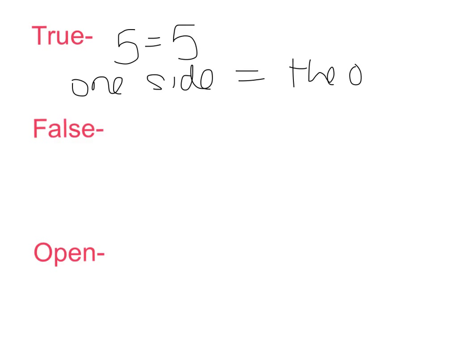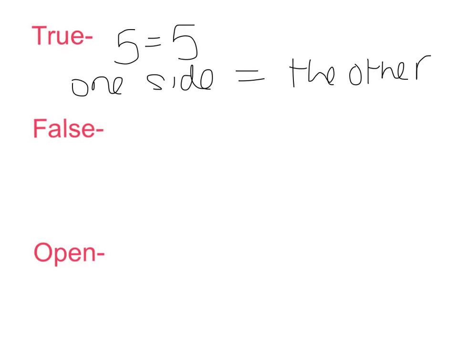A true equation is going to be when one side of the equal sign equals the other side. So let's say after we use our order of operations, we're going to get something like 5 equals 5. So one side equals the other side.